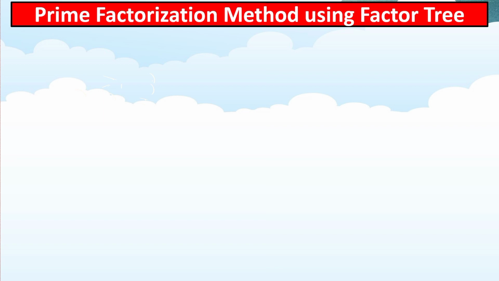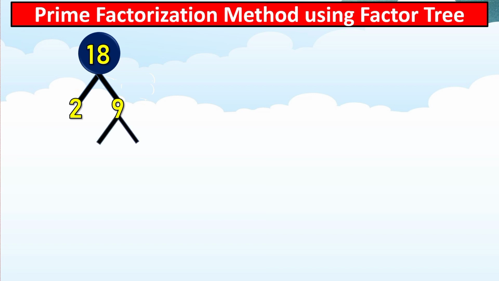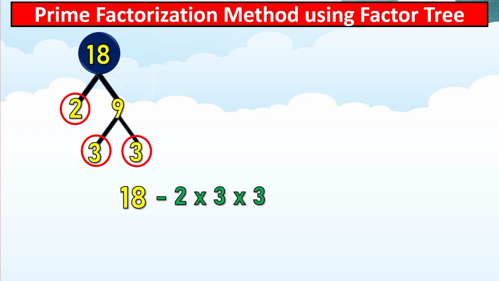Let us use another method in finding the GCF, or greatest common factor. But this time, let's use prime factorization. Let us find the prime factors of 18. Use the smallest prime factor of 18, which is 2, and 9. 2 is already prime, so let us factor 9 by 3 times 3. Let's encircle all the prime factors. So the prime factors of 18 are 2 times 3 times 3.